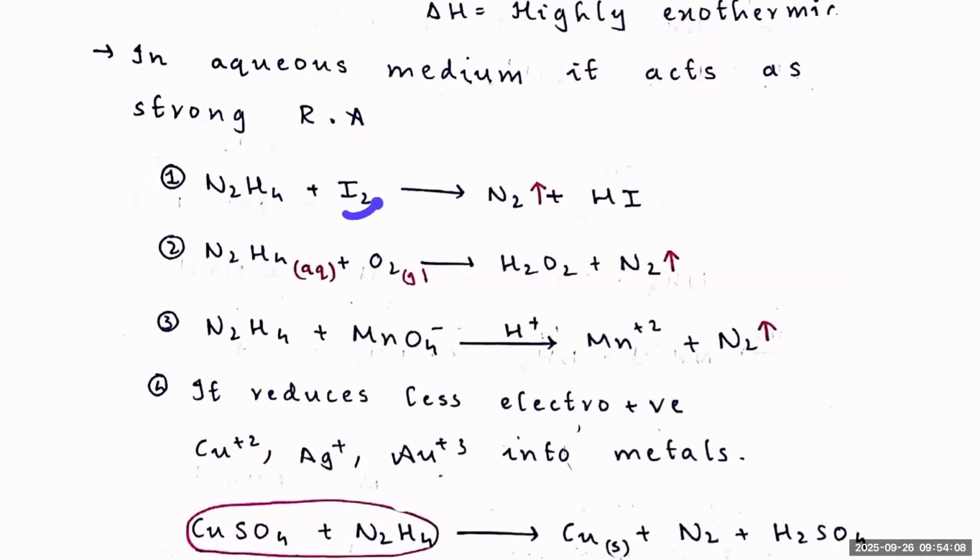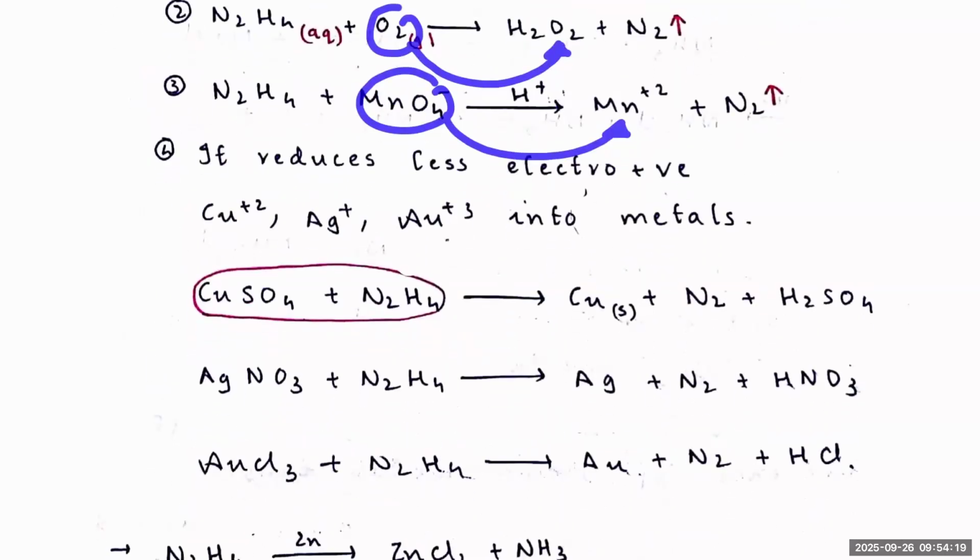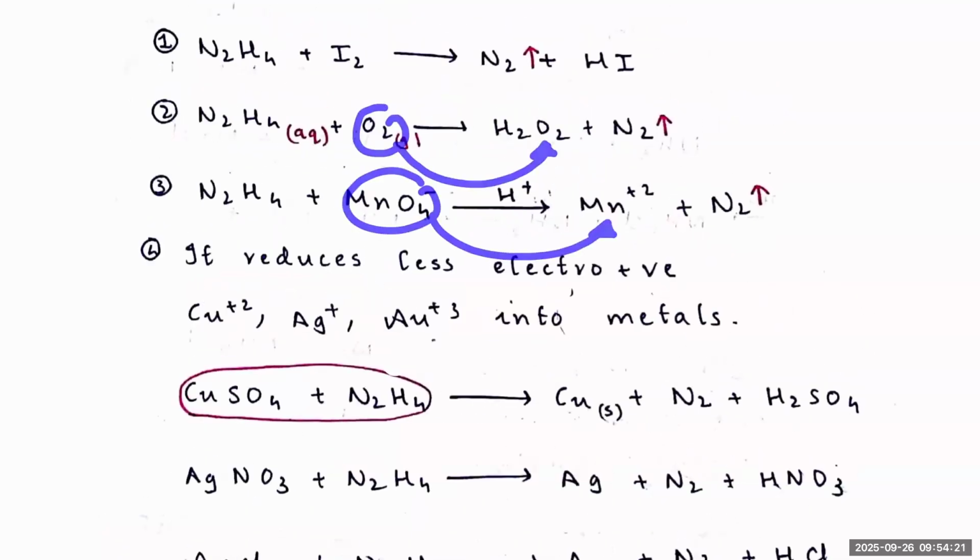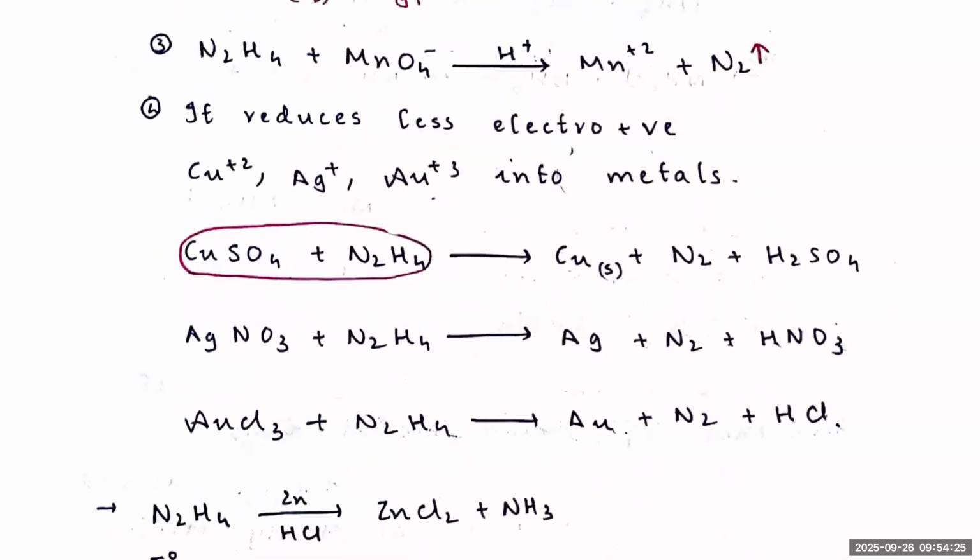That means it can reduce compounds like I2 to convert into HI, O2 into H2O, MnO4 minus into Mn2+, respectively, and it will convert into N2 gas. It will also reduce the less electropositive elements, which is copper 2+, silver 2+, and gold 3+. They all will also convert into metals, releasing N2 gas.